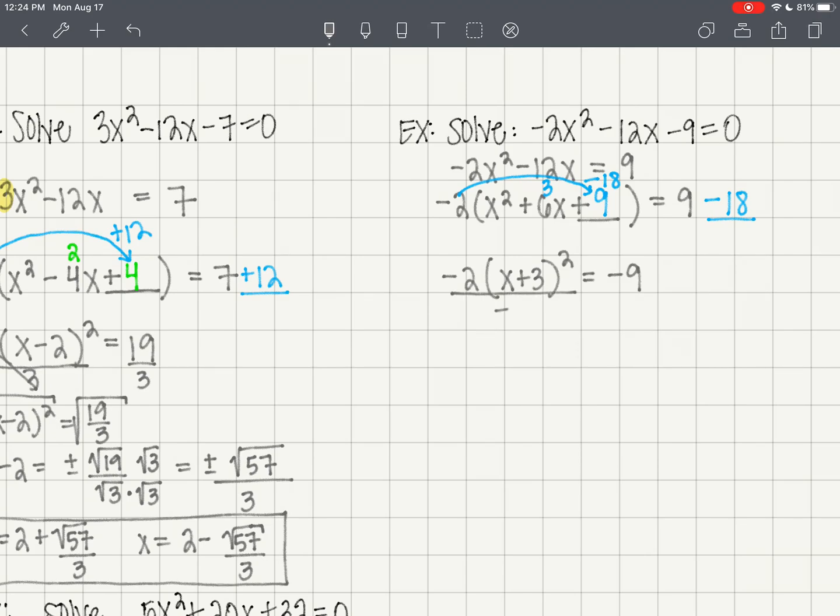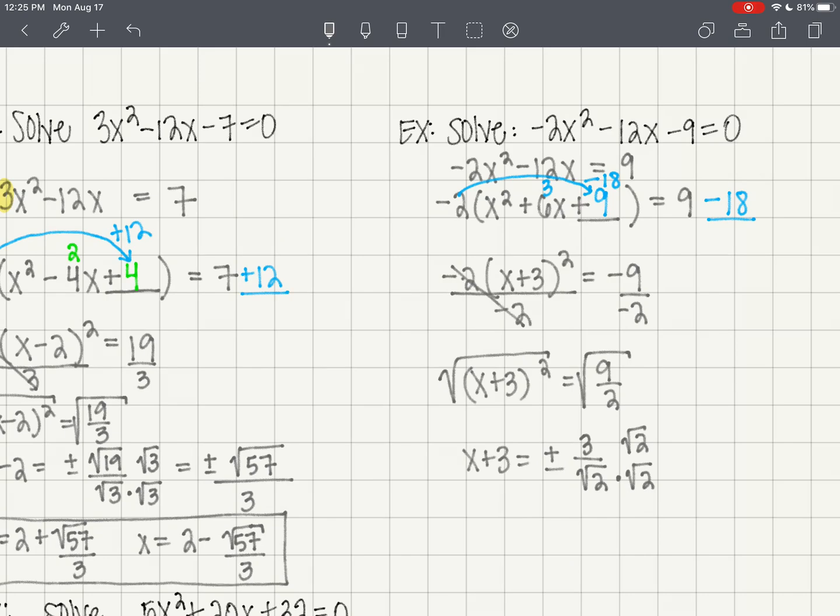I'm going to divide both sides by -2 to isolate that binomial squared. That gives me x plus 3 quantity squared equals 9 over 2. We keep fractions. We square root both sides. X plus 3 equals plus or minus 3 over the square root of 2. We're going to rationalize that denominator by multiplying by the square root of 2 over the square root of 2. So we'll get plus or minus 3 times the square root of 2 over 2.